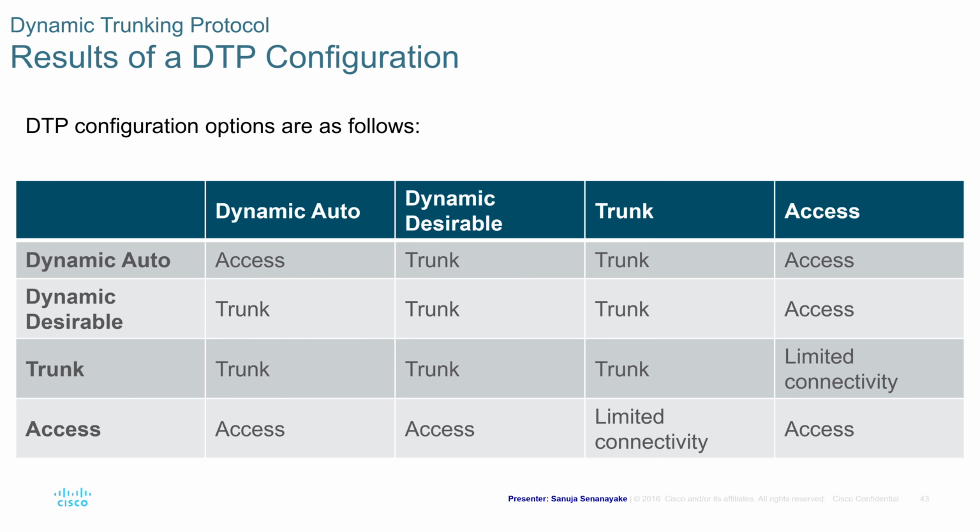Results of a DTP configuration. DTP configuration options can be summarized in this particular table. I'm not going to go through all of them, but you can pause this video and make sure that you understand what they mean. For example, dynamic auto and how the DTP configuration options should be set up, versus how dynamic desirable, trunk, and access should be set up. Again, I will go through this in much more detail in my lab demonstration that I will be posting to my YouTube channel later.